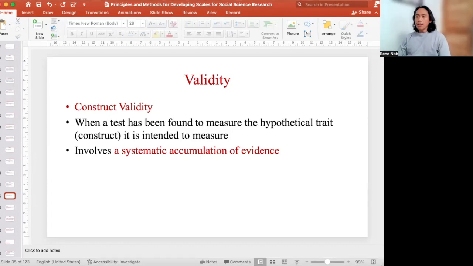So that means the more we use the test over the course of many years, the more we're able to establish construct validity. Of course, initially there are some things that we can do.